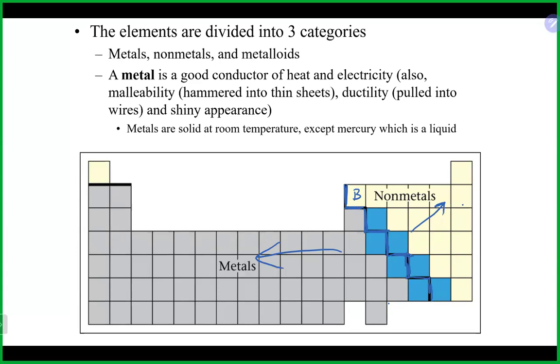They're also malleable, which means you could hammer them into thin sheets. You could pull them into wires. Metals typically have a shiny appearance. They are also, like I said, good conductors of heat and electricity.